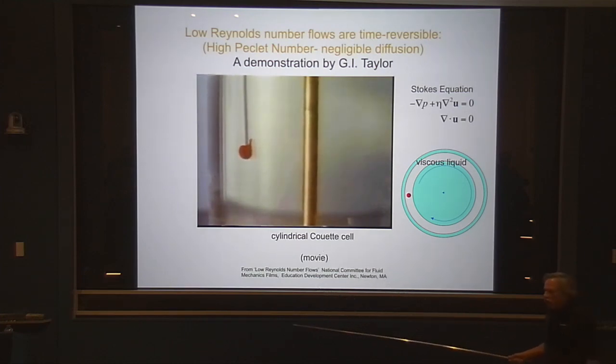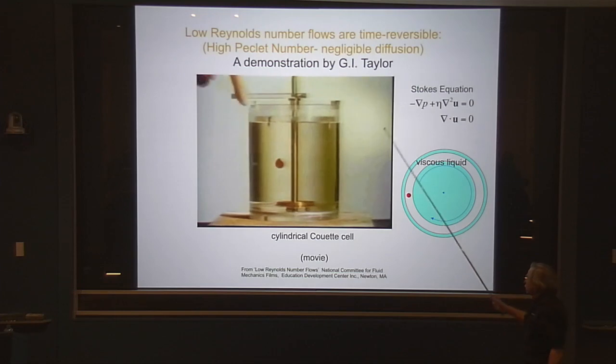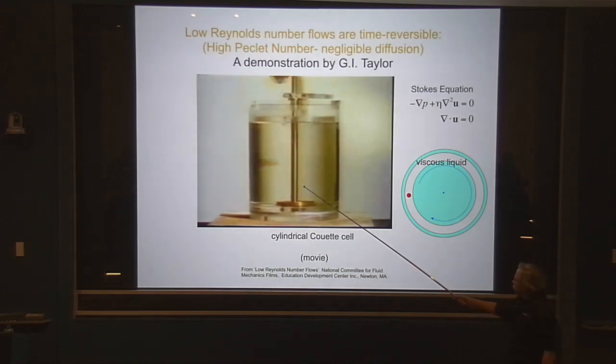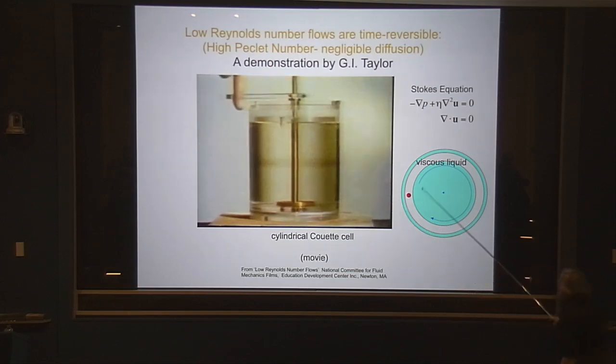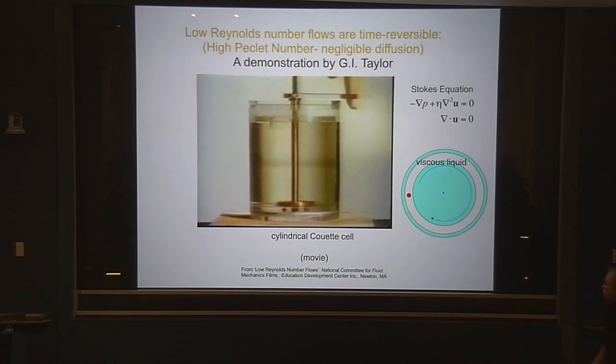So what this is, is two concentric cylinders with a viscous fluid between them. What G.I. Taylor, who's an amazing scientist, does is he puts red ink in there, and now he's twisting it around, so he's shearing the fluid inside here, right? And low Reynolds number flow is reversible in a very specific sense, not like the laws of physics, where the laws look the same going forward or backward in time. Here it essentially amounts to the displacement of fluid elements being slave to the stresses you apply, which here are all applied at the boundary. And he rotated it one way, and now he's rotating it back.